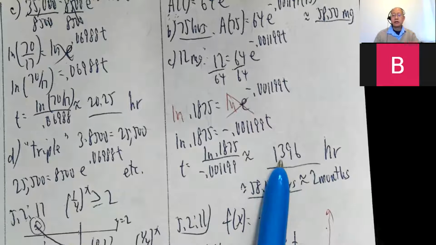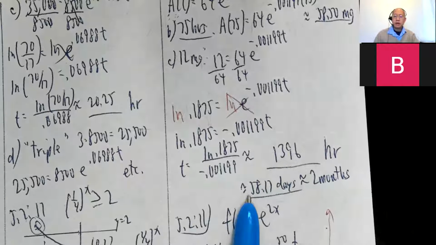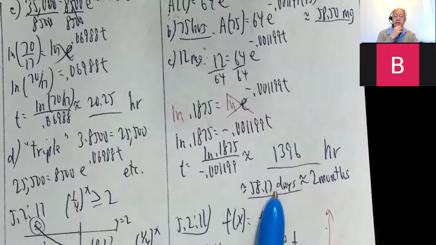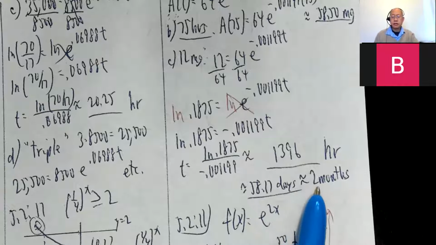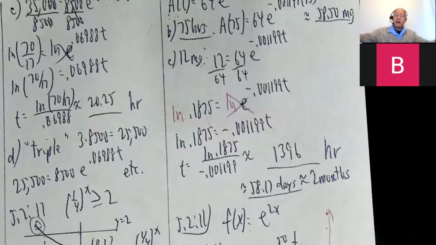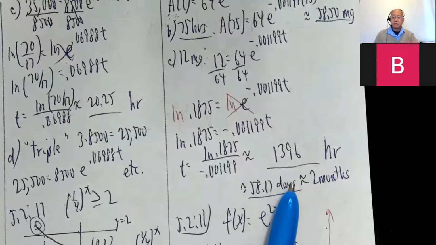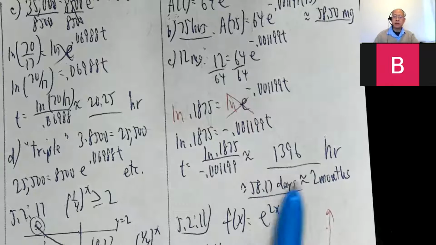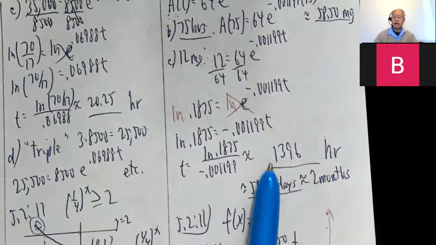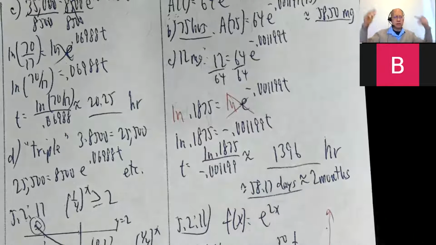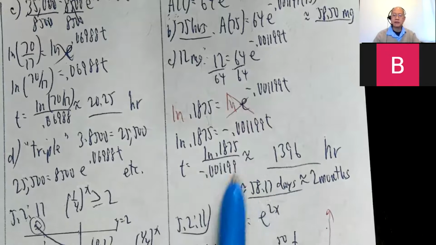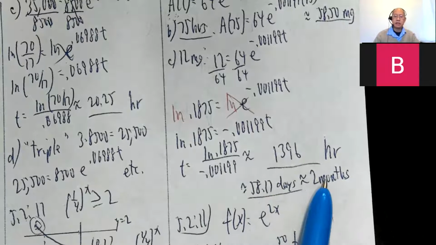Change it to days. I divided by 24: 58.17 days, which is approximately 2 months. If you're going to give an answer to explain it to the media or something like that, you would say 2 months. You normally would not say 1,396 hours. We don't know what that means. So switch it to days or months in this case.